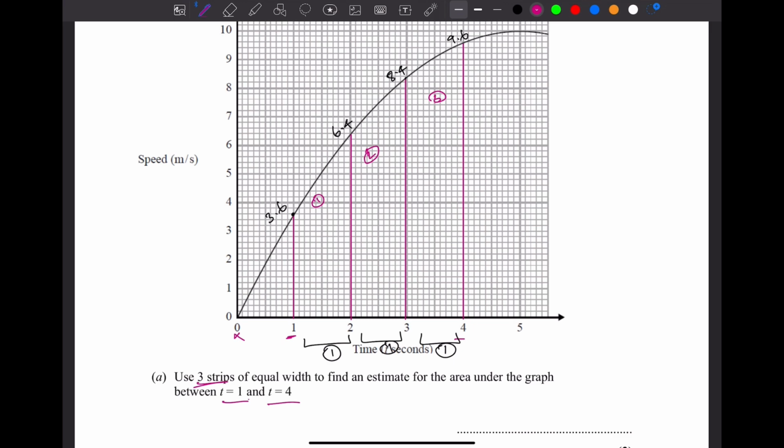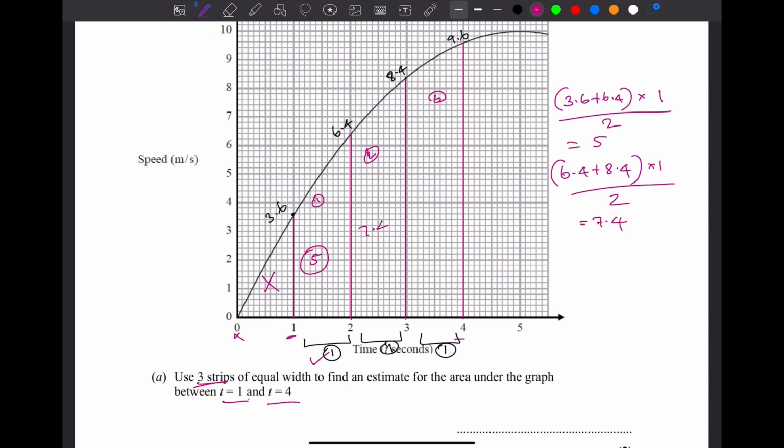So the first area, if you look at it, 3.6 is a trapezium. So we don't do this one. Don't do the triangle one. It's just the trapezium one. So 3.6 plus 6.4 times by the height, which is 1, as we discussed, divided by 2, which works out to 5. So that area is 5. The next one is 6.4 plus 8.4 times by the height, 1, divided by 2, which will make it 7.4 on that one.